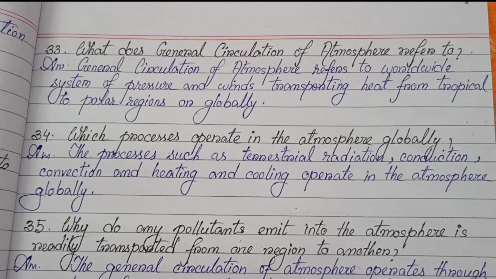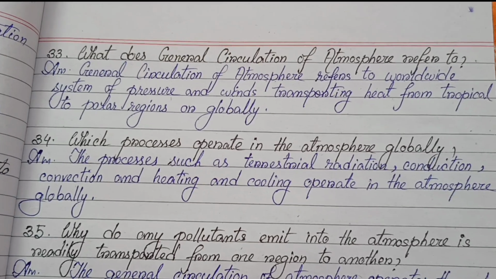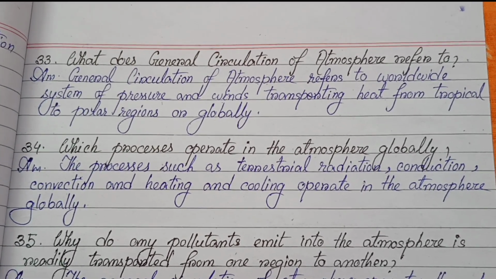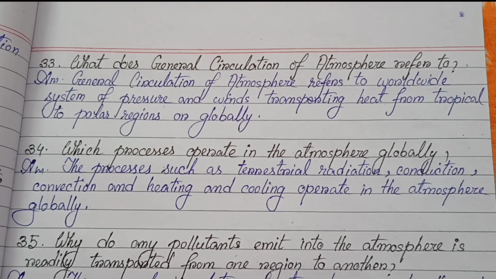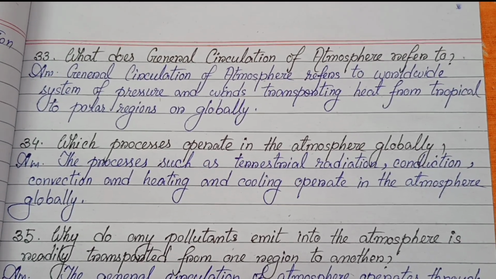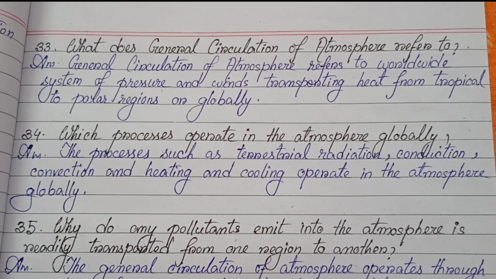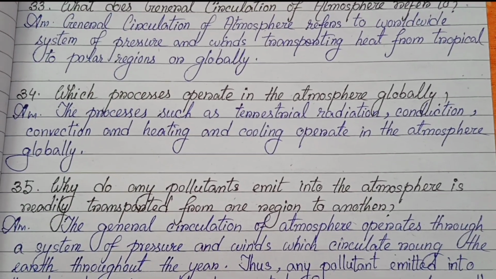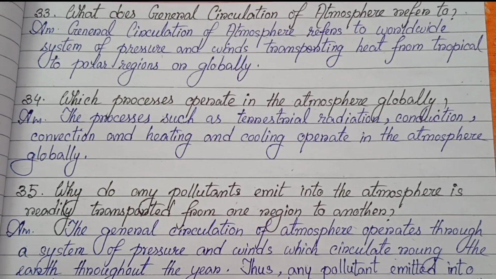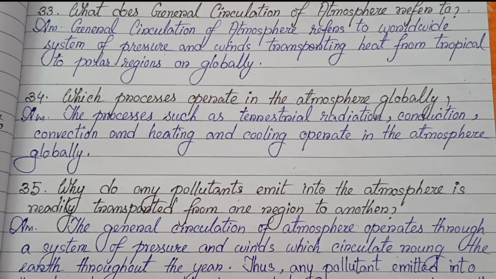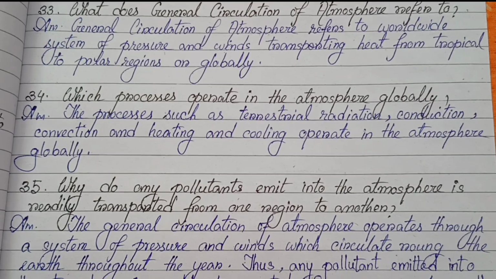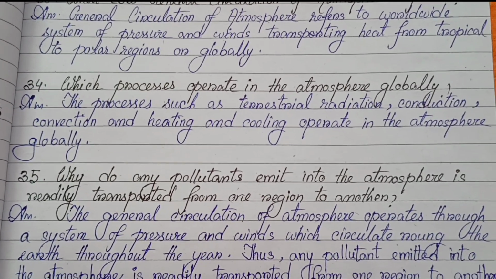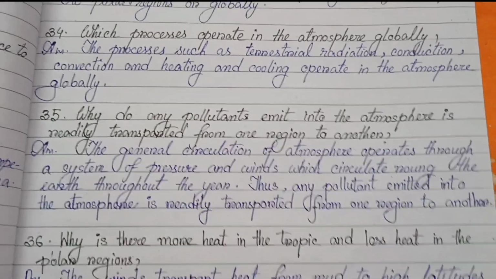33. What does general circulation of atmosphere refer to? General circulation of atmosphere refers to the worldwide system of pressure and winds transporting heat from tropical to polar regions globally. Number 34. Which processes operate in the atmosphere globally? The processes such as terrestrial radiation, conduction, convection, and heating and cooling operate in the atmosphere globally.